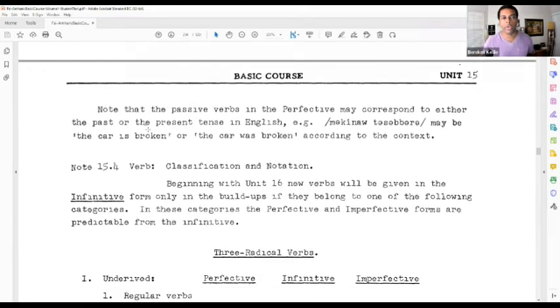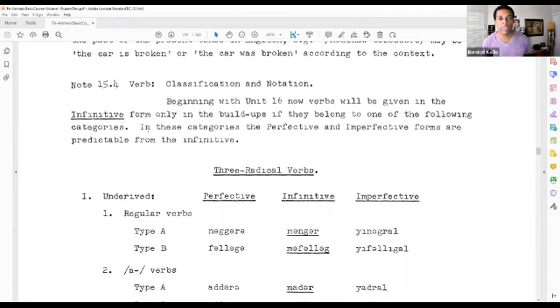And then one final note on that section is that the passive verbs in the perfective may correspond to either the past or the present. So makinao tisabara may mean the car is broken or the car was broken, depending on the context. And with that, we'll go to 15.4, where we look at classification and notation.